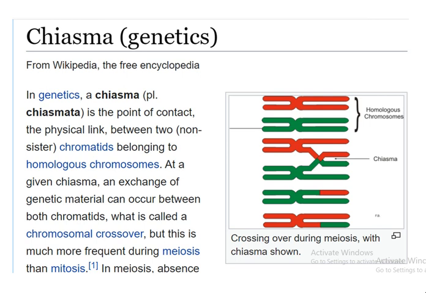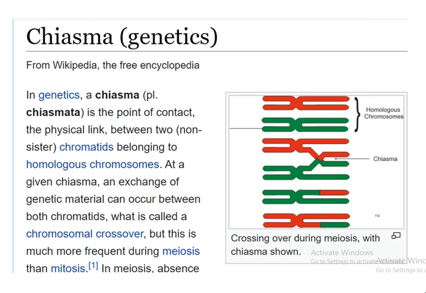One is exchange of materials. At that particular point, the exchange of the belongings of the initial chromosomes is happening. Exchange of genetic materials. And it is also known as chromosomal crossover. Try to remember this term as well. The crossover. That means the exchange. I think you have got something of what chiasma is.